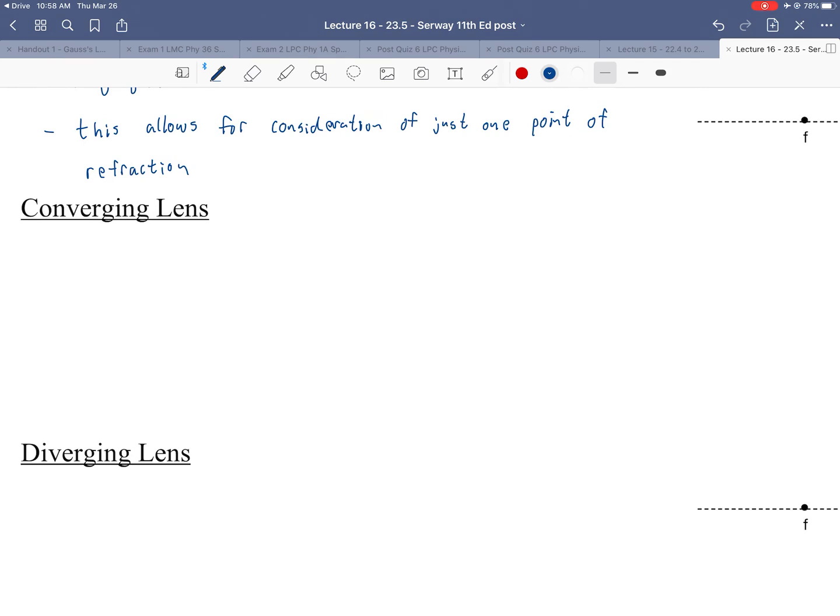Okay, so our other key terms are the two types of lenses. Those are converging lenses and diverging lenses. Okay, so first, just kind of a general statement about them. So a converging lens is any lens that is thicker in the middle.